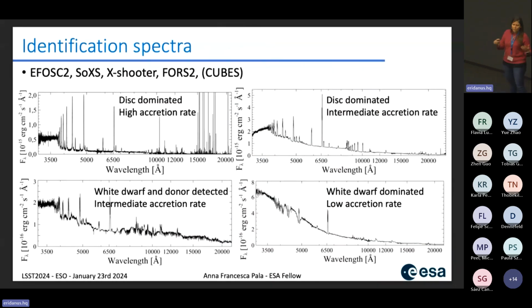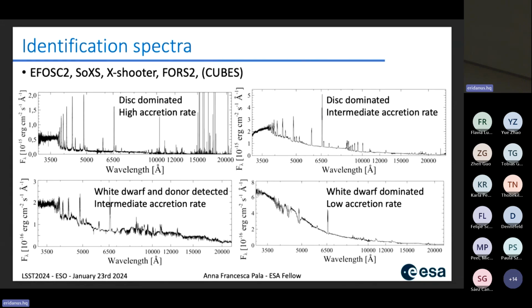Okay, so we have LSST, we have the data, we have all the tools to identify accreting white dwarfs. What do we do with that? Well, we want to carry out population studies, so we want a sample that is as complete and as pure as possible. With all those methods that I showed you, we will identify a lot of accreting white dwarf candidates. So we will also have lots of contaminants. We need to be able to clean the sample, and to do that, we need identification spectra.